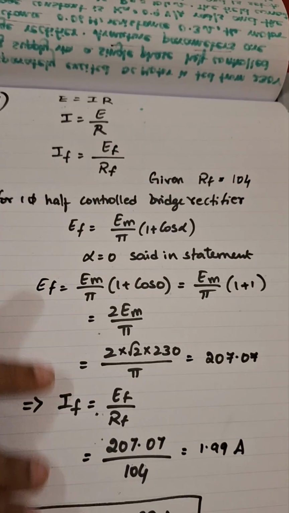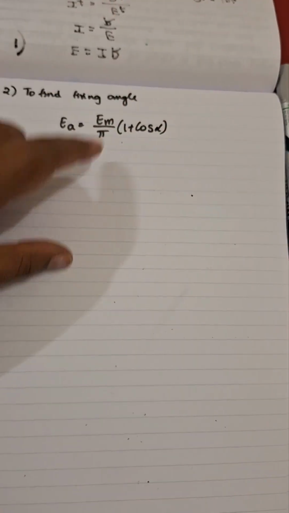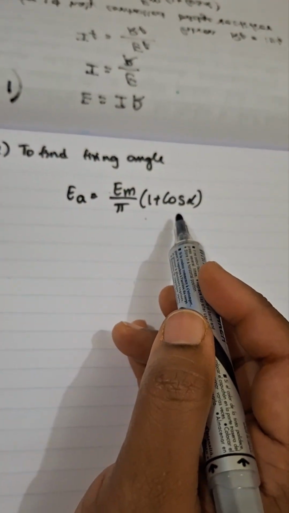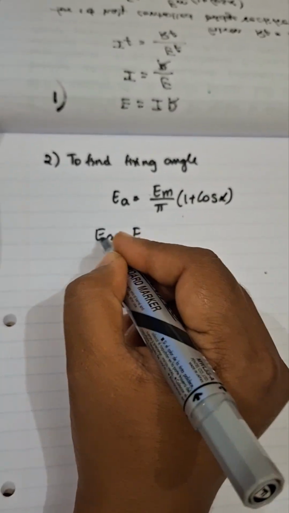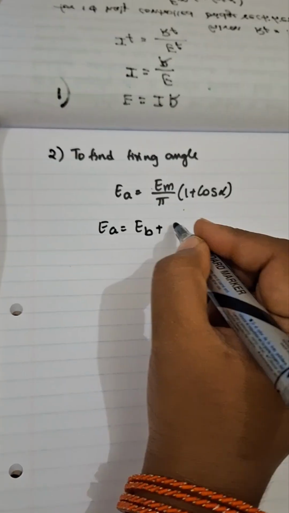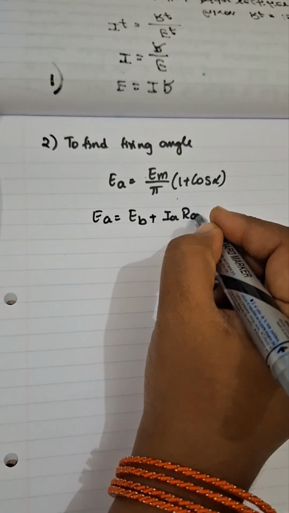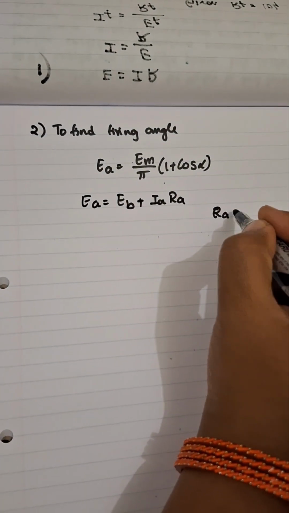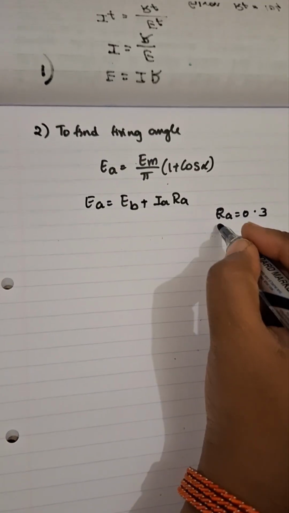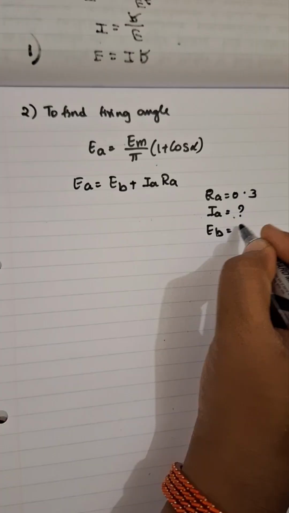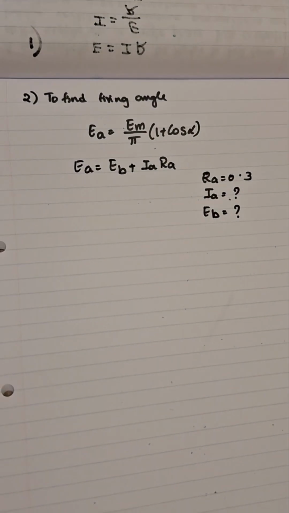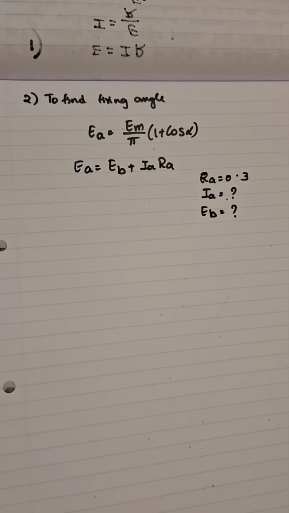The first bit is about the field side calculation. So we are doing the armature side. EA is equal to EM by pi into 1 plus cos alpha. But EA, the armature side voltage, is EB plus IA RA. Already they said RA is equal to 0.3. IA we are not aware of, and EB also we are not aware of. So we should find EB and IA.